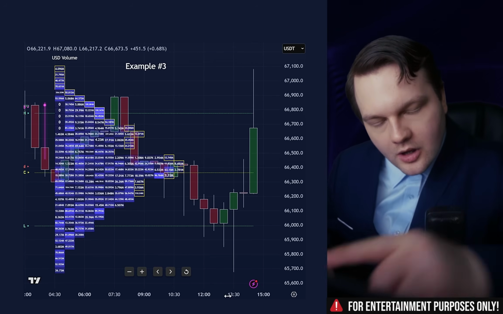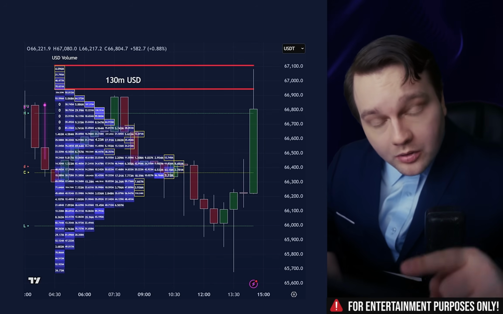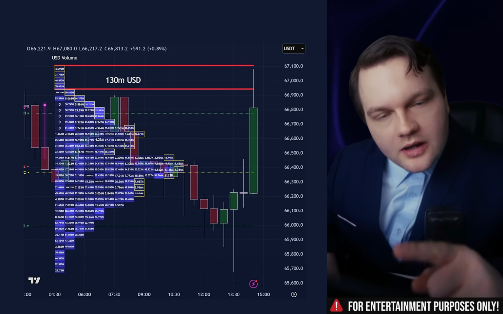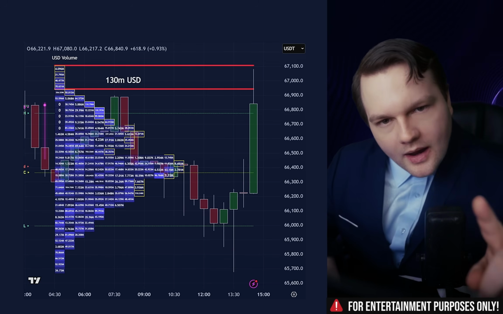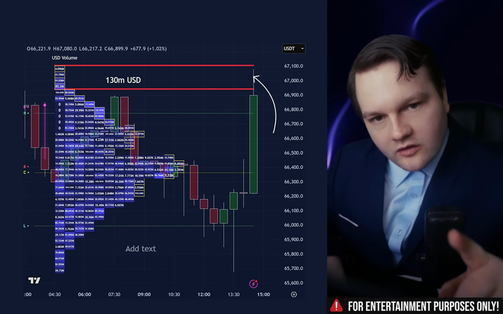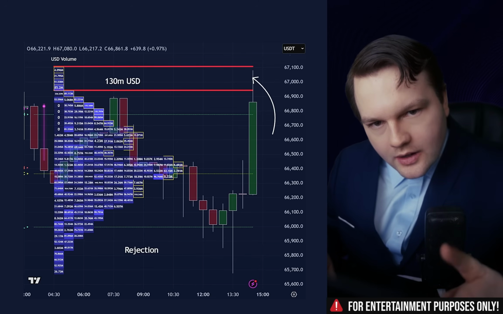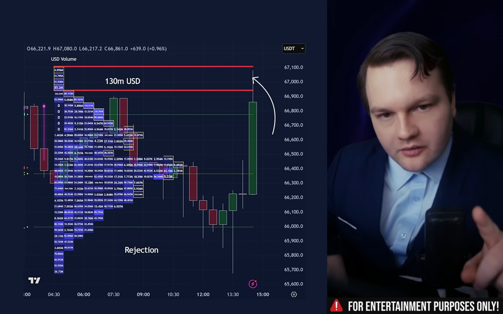Look at example number 3. This is the money flow profile. Now look at this price region. Over 130 million USD has been traded right here. But price is struggling to stay up there. Some might call this rejection. And a lot of traders that got involved up here might now be on the wrong side of this move.